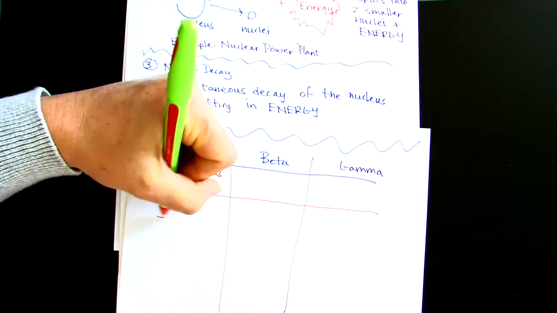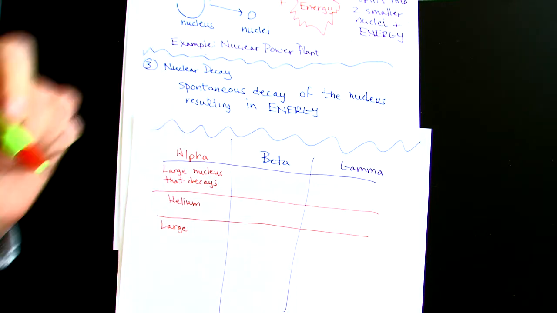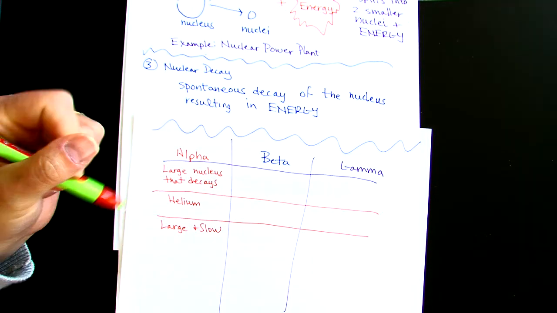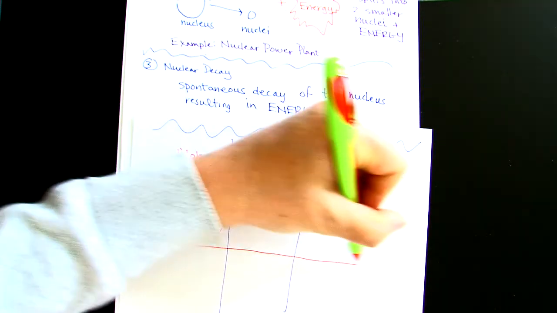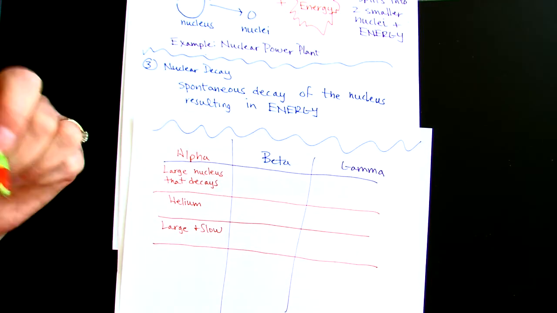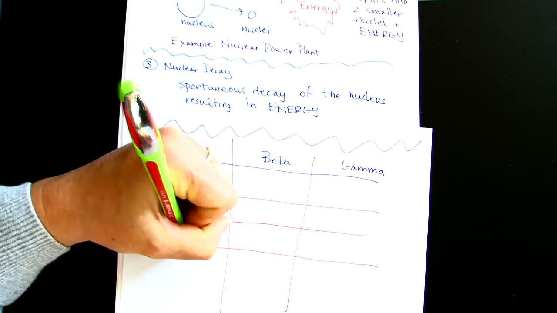And this helium is large and slow comparative to the other types of nuclear decay. And it will not penetrate your skin. So it's, I guess, the safest. So we're going to call it the least penetrating.